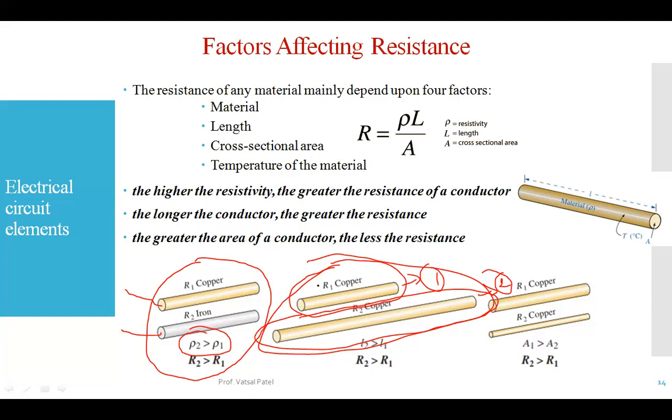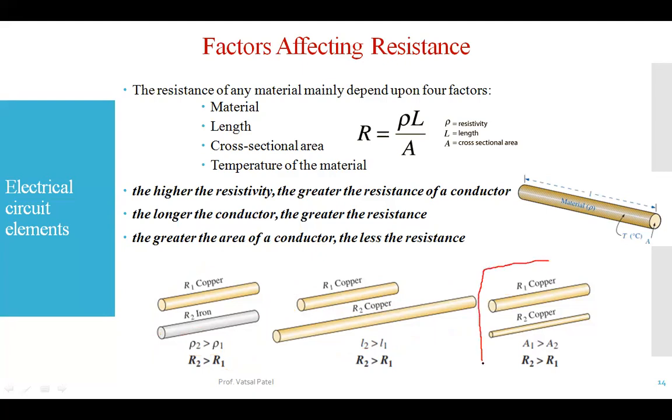And if you see the third diagram, you can see the cross sectional area of the conductor. This is the first conductor, this is the second conductor. Which conductor has the cross sectional area more, and which conductor has the cross sectional area which is less? You can see the difference over here in the diagram also. Which one has the higher cross sectional area, and which conductor has the lesser?